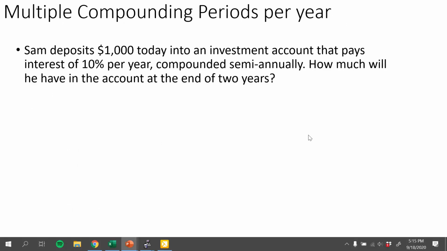So let's say Sam deposits $100,000 today into an account that pays interest of 10% per year, but this account is going to be compounded semi-annually. We get interest twice a year. How much is he going to have in the account at the end of 2 years?